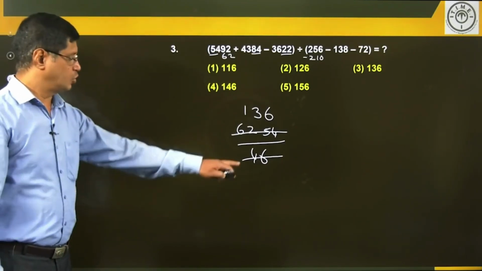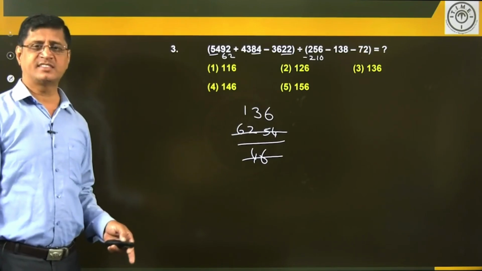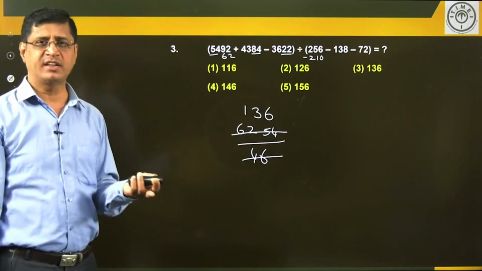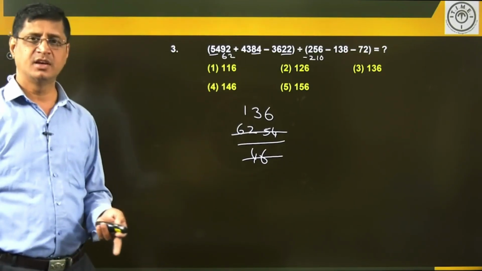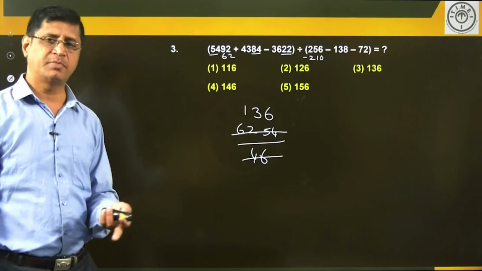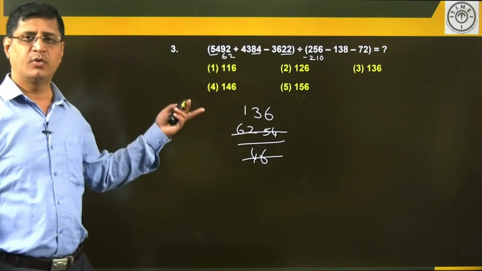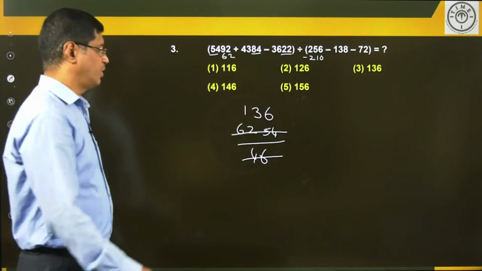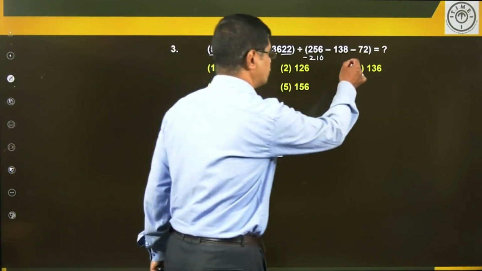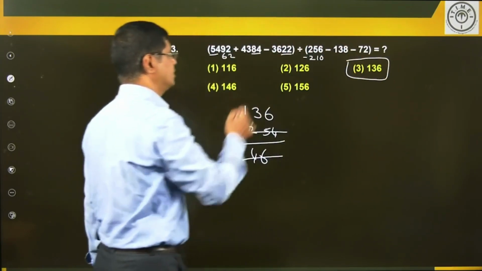136. So 1 time 46, 46. So 62 minus 46, that is 16. 165 means 3 times 46. 3 times 40, 120 plus 18, 138. 165, 138. Then left with, so simplify, 136. Right choice, option number 3.